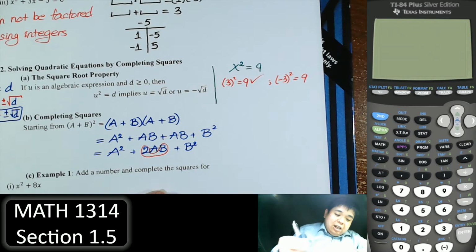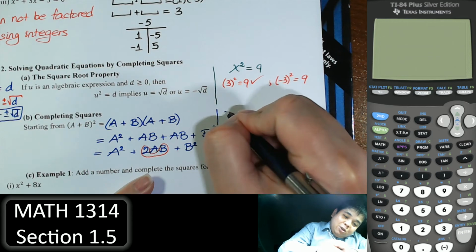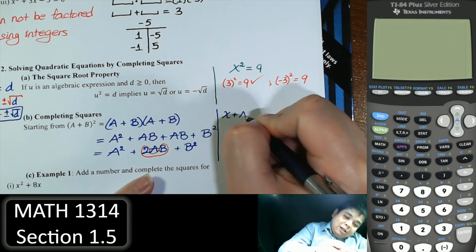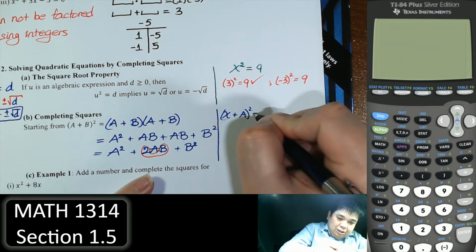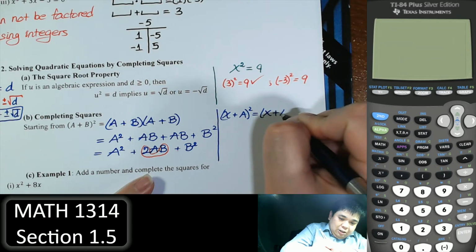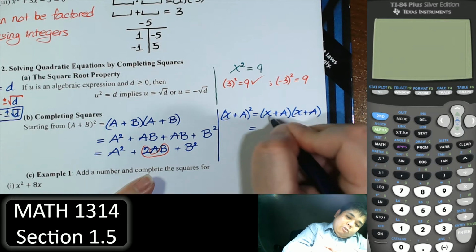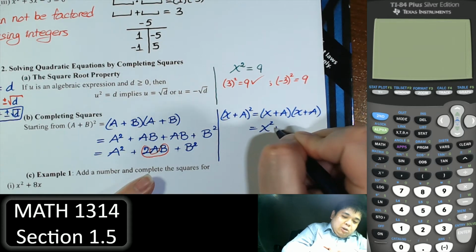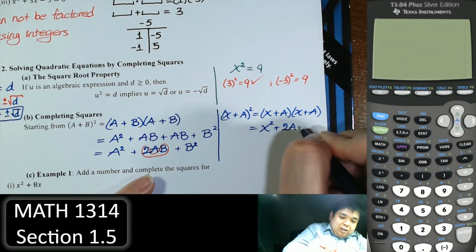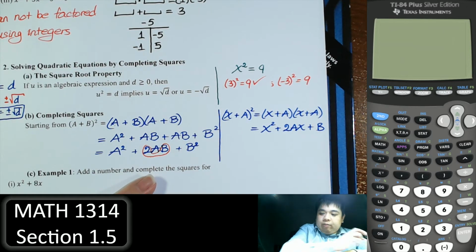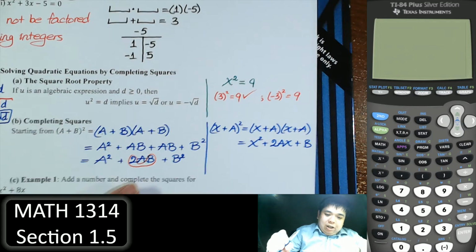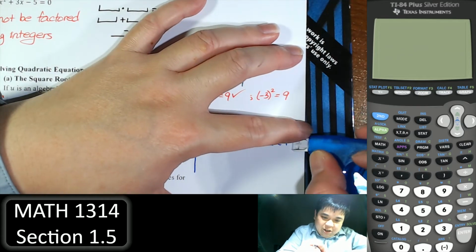Actually, I said I should write x instead. Let's do x plus 8, right? So multiply them out. Same thing, we have 2ax plus b. Now this is a quadratic polynomial, so there's no b, just a square, sorry.